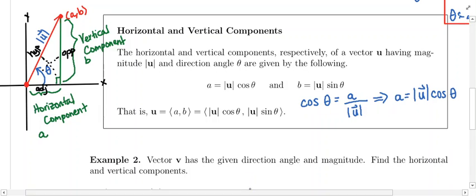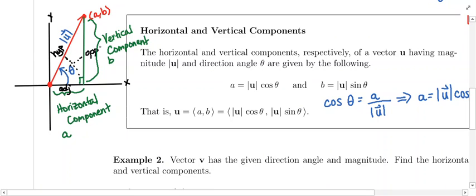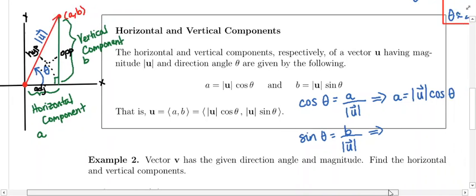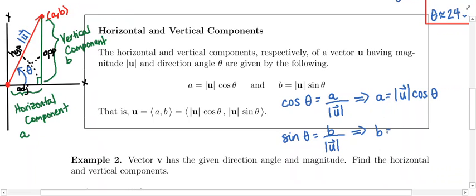Okay, you can do the same thing for the vertical component. If you look at B and you're trying to calculate the value of B, we know B is the opposite side of this right triangle, so we can do opposite over hypotenuse. That's sine. The sine of the direction angle is going to be B, the opposite side, over the hypotenuse, which has length magnitude of the vector. If we multiply both sides by the magnitude, this is going to tell us that the vertical component is going to be the magnitude of the vector times the sine of the direction angle.